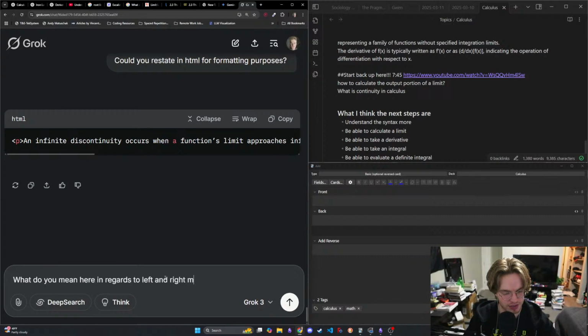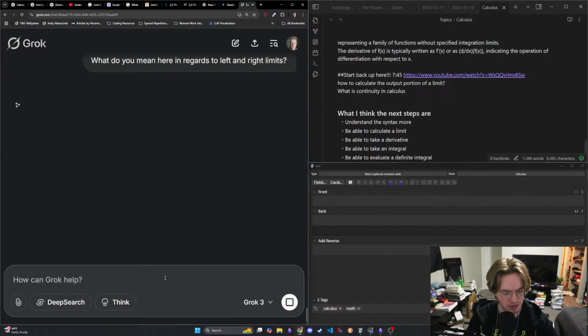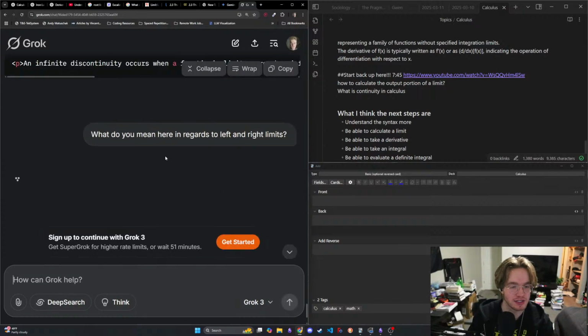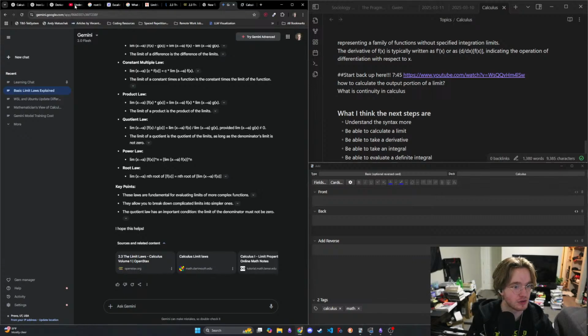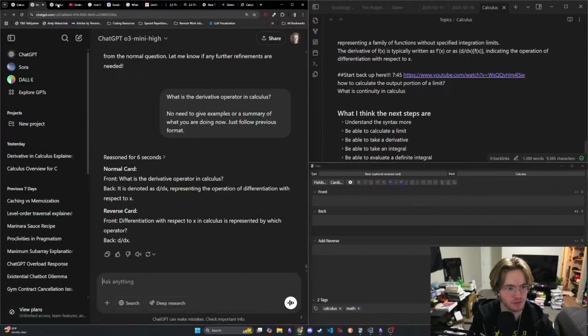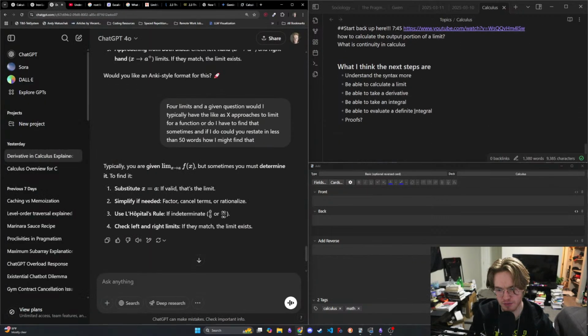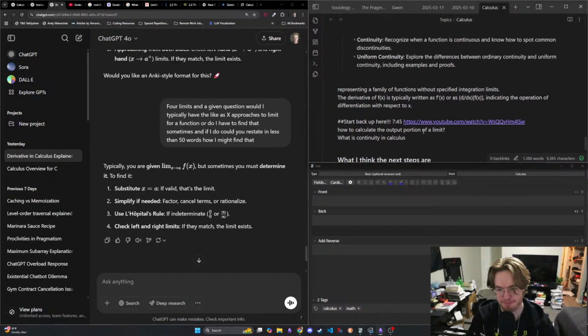Left and right limits. Oh, I see. Okay. A jump discontinuity?